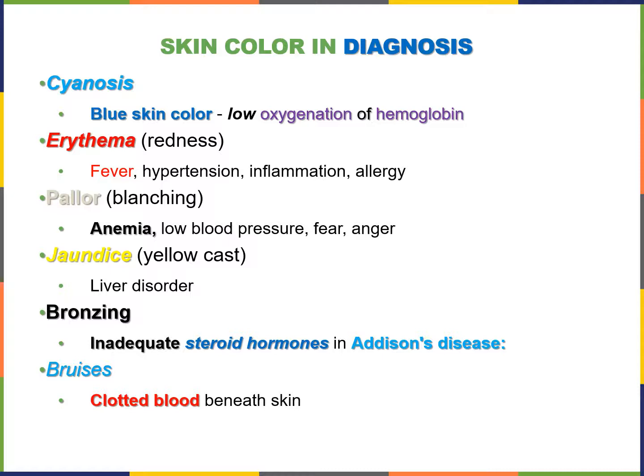Pallor is blanching. It gives you that sort of whitish look. You can get that with people with anemia, very low blood pressure, fear and anger. And jaundice, the yellow cast from bile pigmentation building up because of liver disorders, gallbladder disorders. A bronzing looking appearance because of inadequate steroids, particularly involving the adrenal glands, in a disease called Addison's disease. Any kind of ecchymosis or bruises, where there's clotted blood underneath the skin.